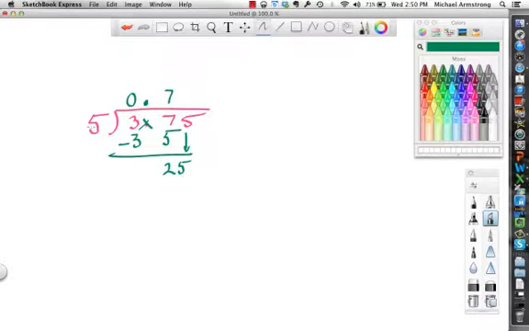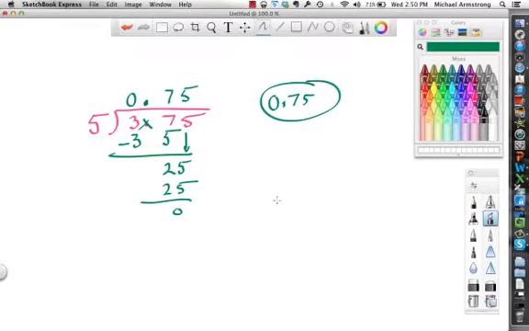And this is nice because it works evenly. We're not going to have any remainders. 5 goes into 25 5 times. 5 times 5 is 25. 0. So we're done. So the answer to this, the quotient, is 75 hundredths. That's how that works. Okay.